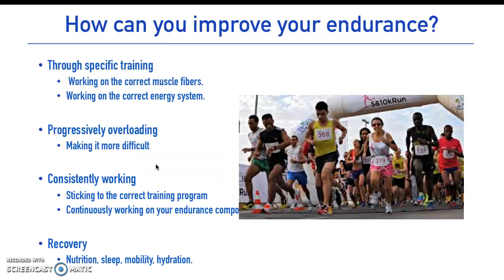Now, how can we improve our endurance? Each week we look at the different things, and as you can see, it is very consistent with how we improve. The only way for us to improve is through specific training. You're working on the correct muscle fibers. With endurance, you're working on a muscle fiber called your type 1 muscle fiber. We're working on the correct energy system, and as I mentioned, your energy system for this is your fat oxidative energy system.